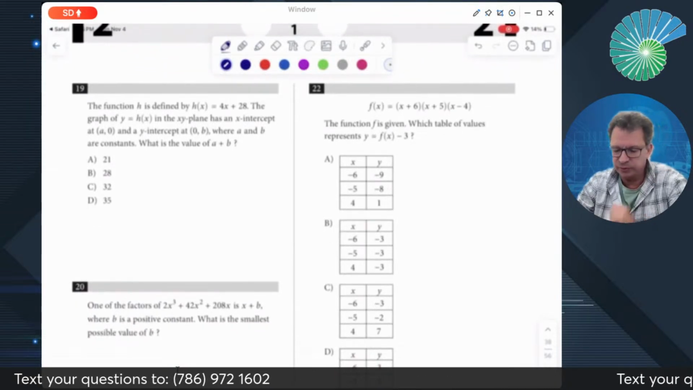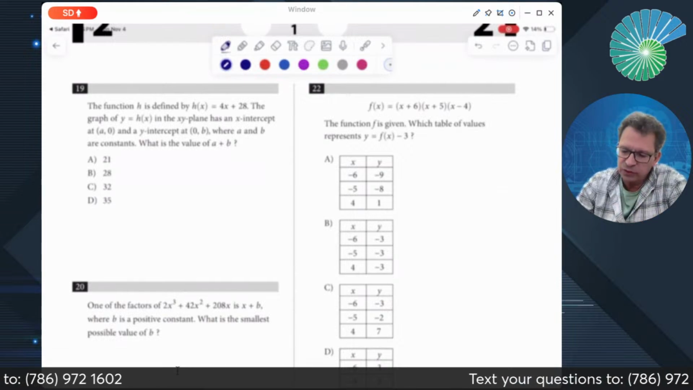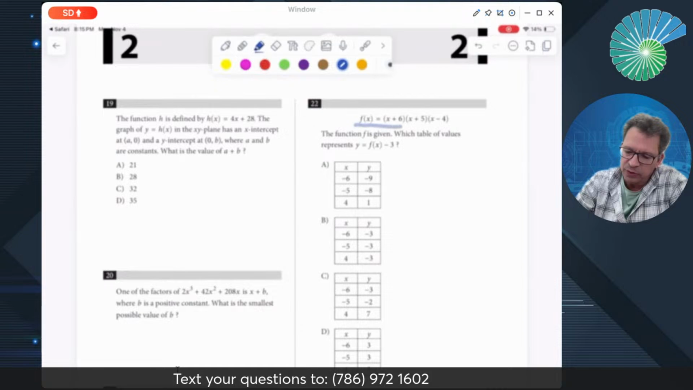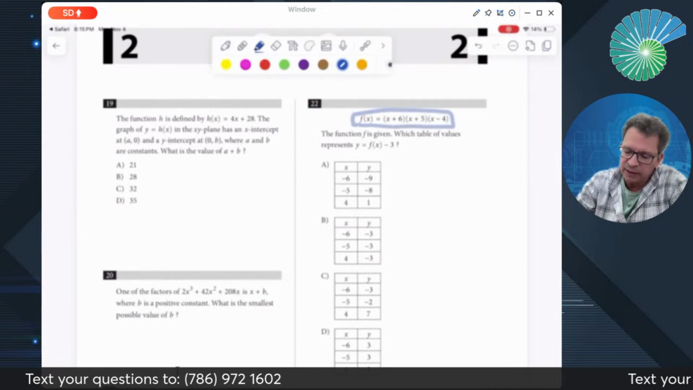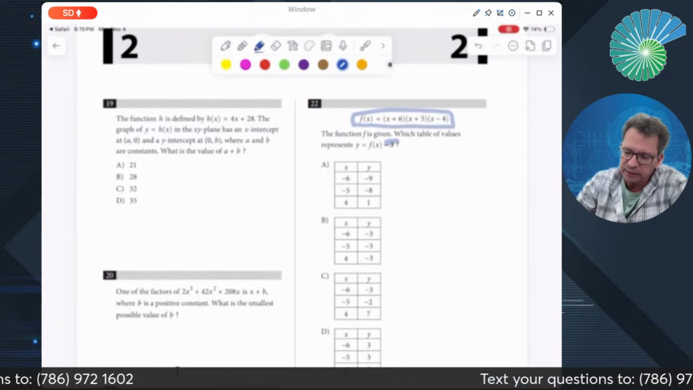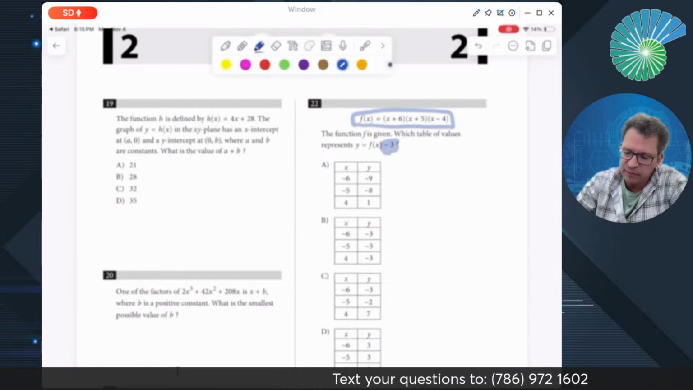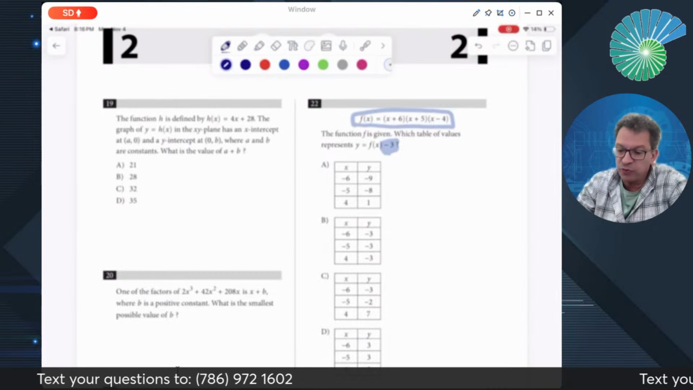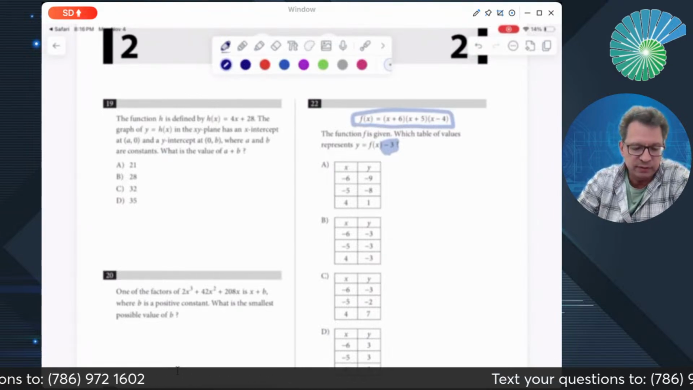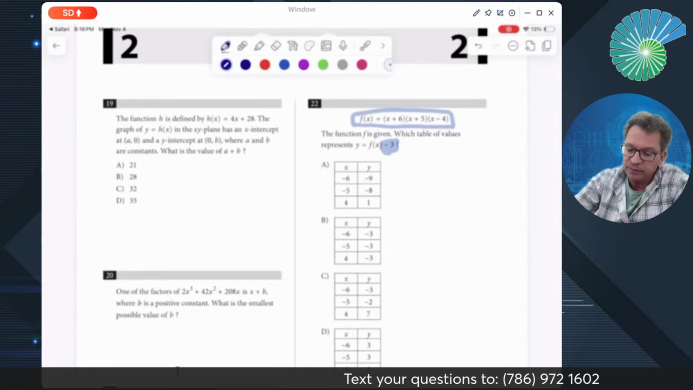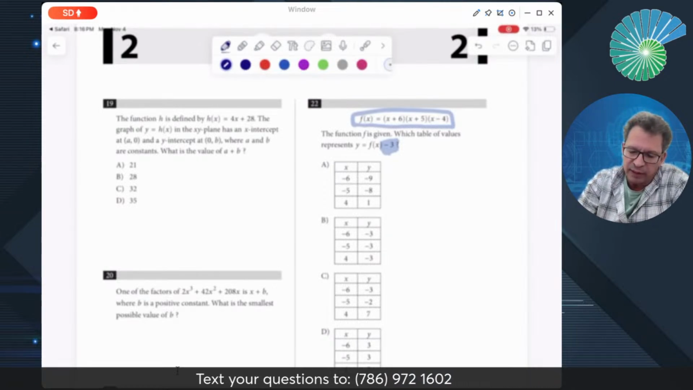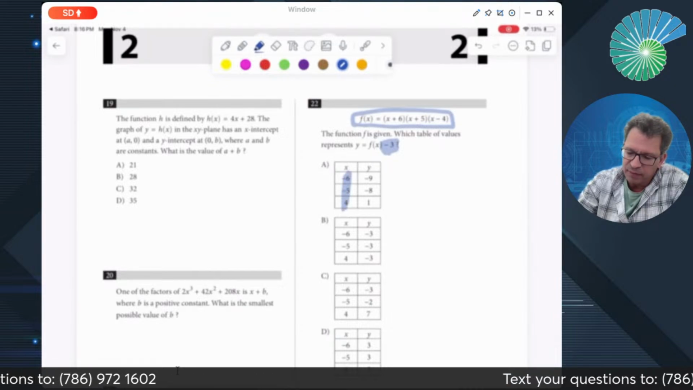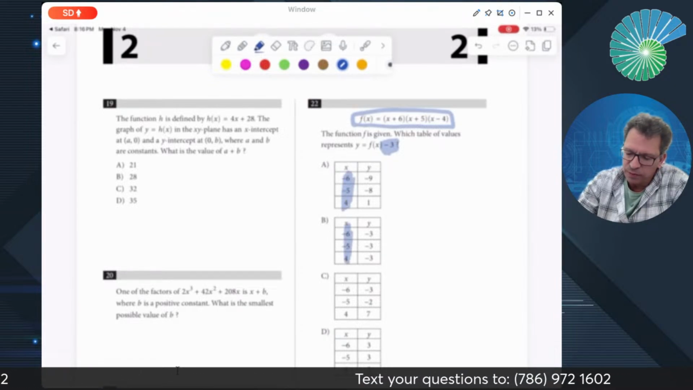All right, so let's try number 22. It's another function problem. They do give me a function, and then they say that we will subtract 3 from the function. And then my goal is to determine which of those 4 tables contains values that are part of that function. Well, if I look, all tables have the same x values.